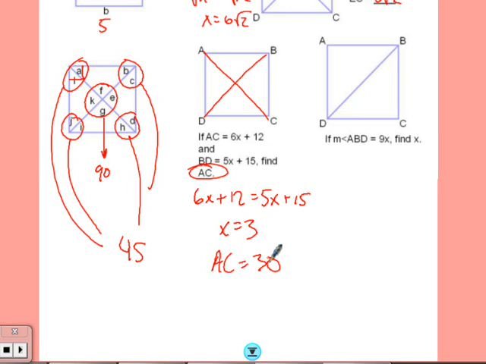If the measure of angle ABD is 9x, well, 9x equals half of 90, so 45. So x equals 5. That's a messy 5. x equals 5.